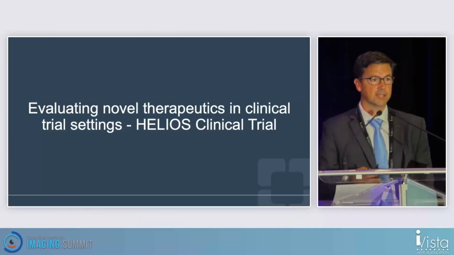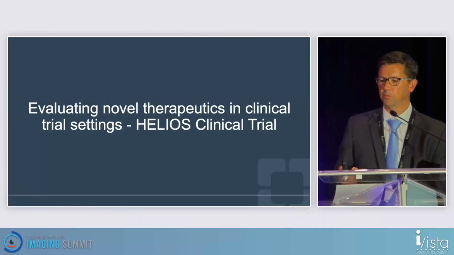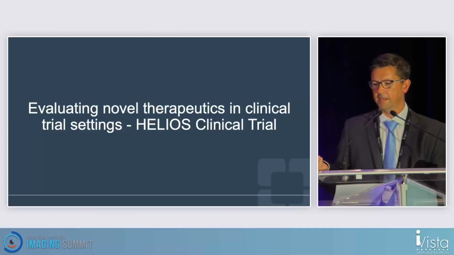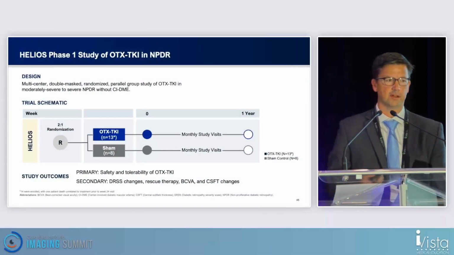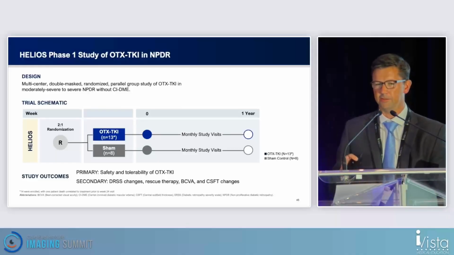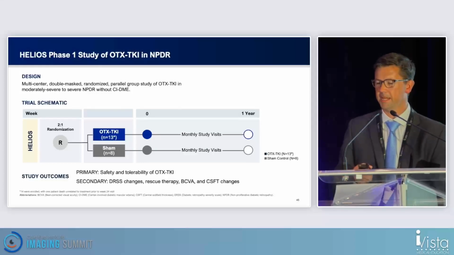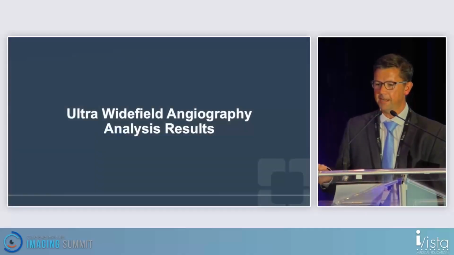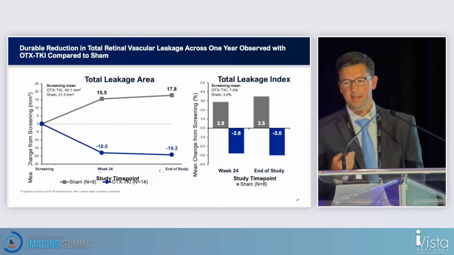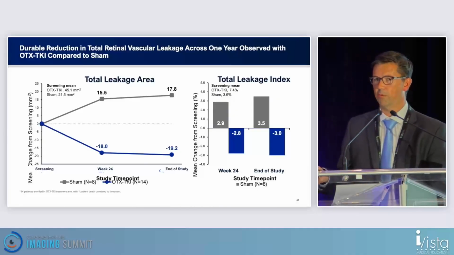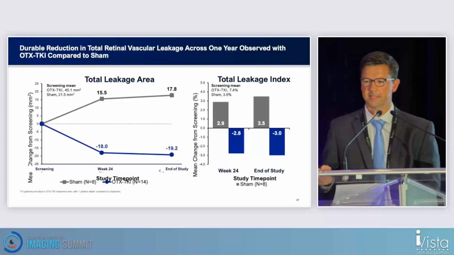One of the areas we can look at this is in novel therapeutic assessments, and we did this with the phase 1 Helios clinical trial looking at one of the OTX-TKI drugs. What this trial looked at was a single injection at baseline, and then looking over the course of 1 year what happens with diabetic retinopathy compared to sham. And what we found that was interesting was that there was a sustained reduction in leakage that was maintained throughout 1 year with a single injection of OTX-TKI.